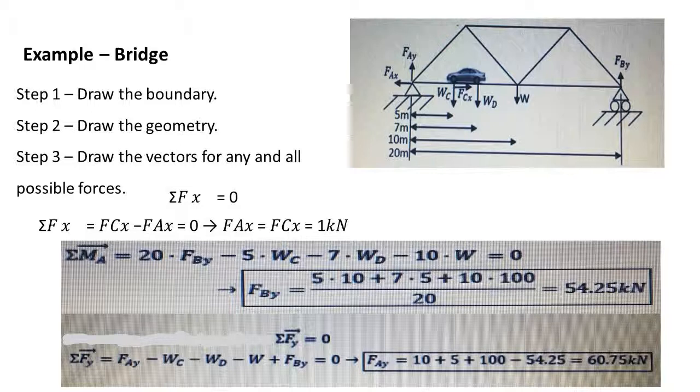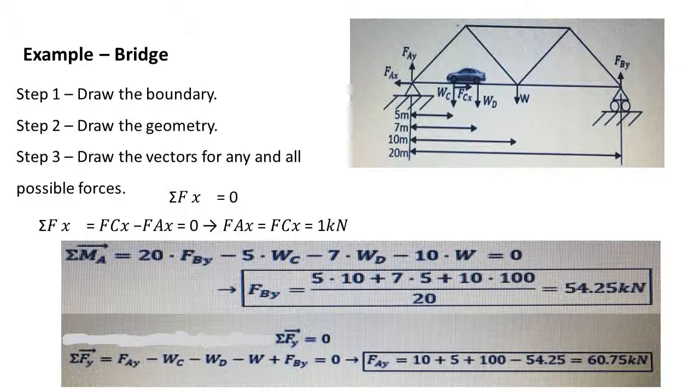Net moment at origin A equals 20 times the force in the y direction at B minus 5 times the weight of the car. So note that these are the distances. As you know, the formula for moment is force times the distance.